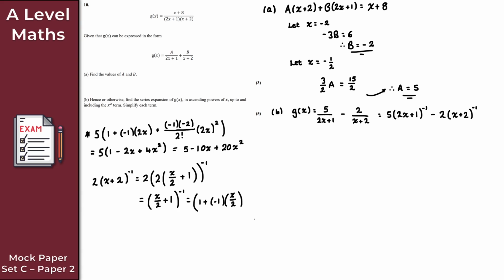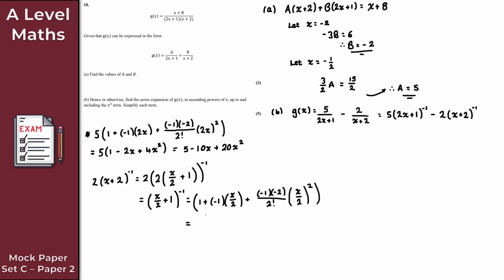Like so. Obviously, we only need to do this one more time here because, again, we're going up to the x squared term here. So I get minus 1 times minus 2. Again, that's all over 2 factorial. What I do here then is I times this by x over 2 all squared. Like so.